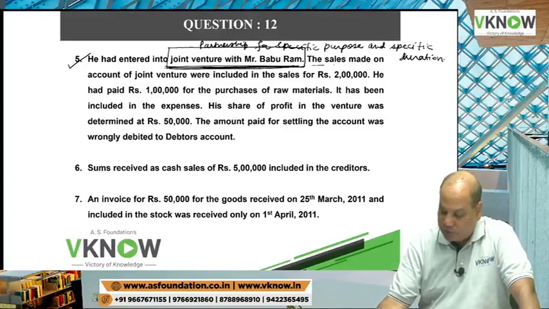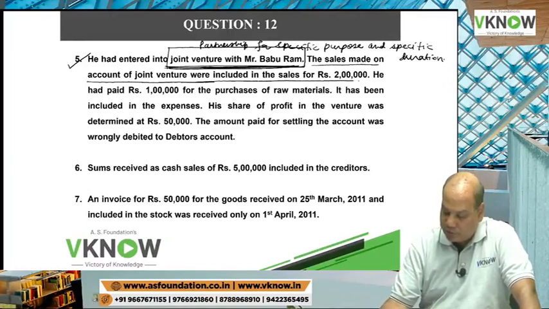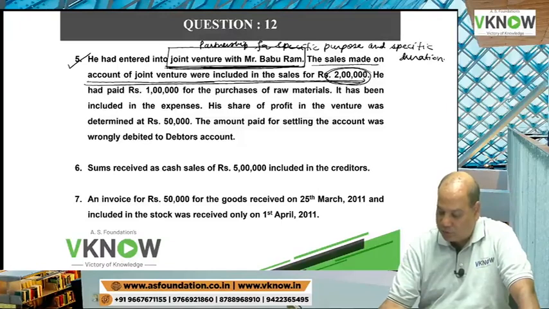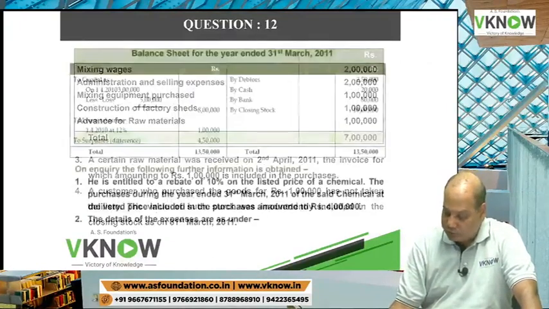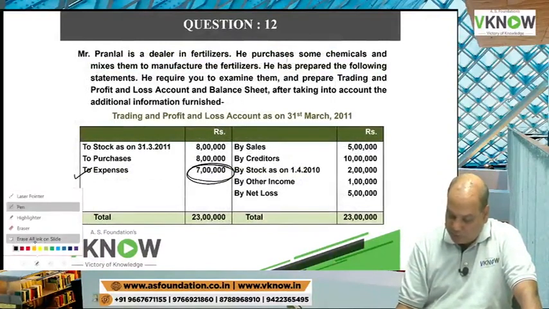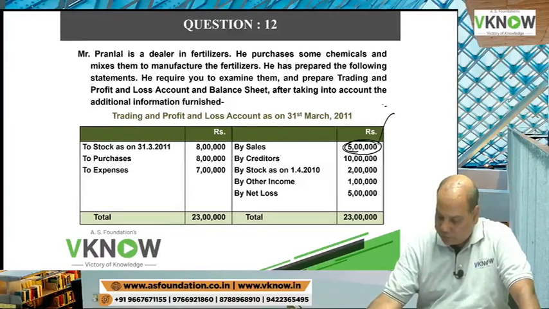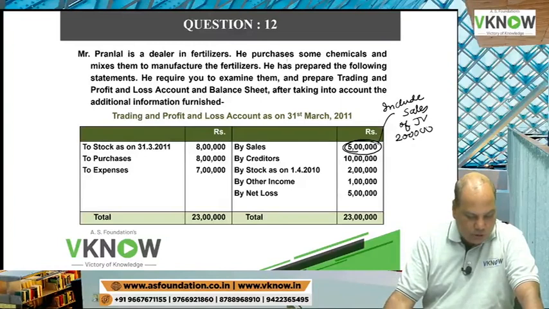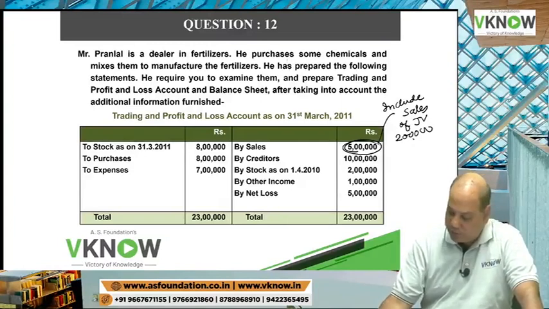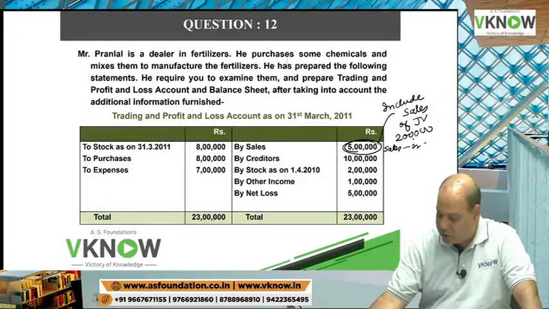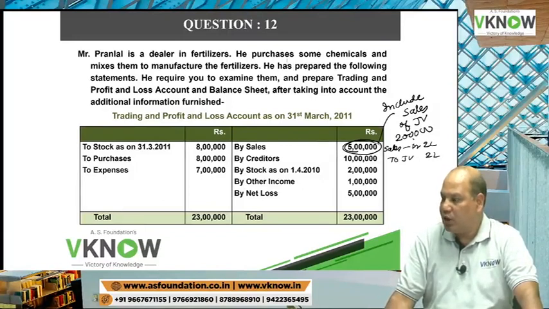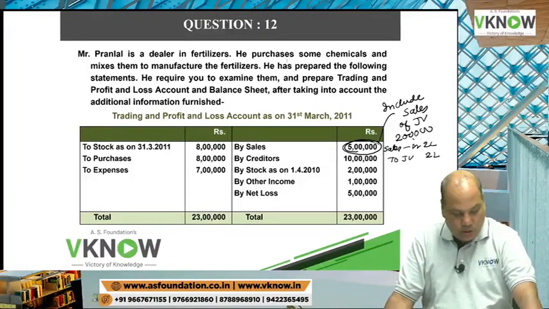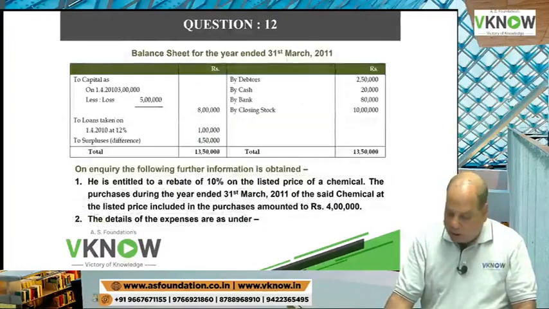What happened now in joint venture? The sales made on account of joint venture was included in the sale, 2 lakh rupees. Oh my god, what they have done? You come to your question's starting point. This sale of 5 lakh includes sales of joint venture rupees 2 lakh. So that I need to reverse. I will have to pass the entry: sales account debit 2 lakh to joint venture with Babu Ram 2 lakh. So that is one rectification of error I have to perform.